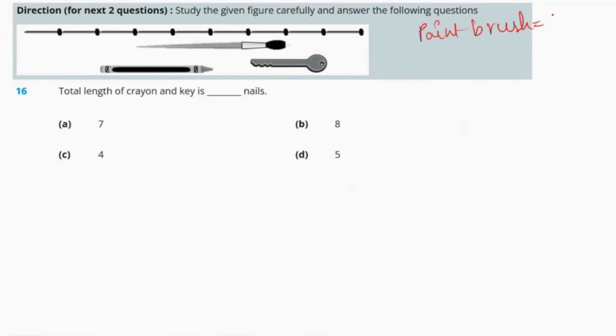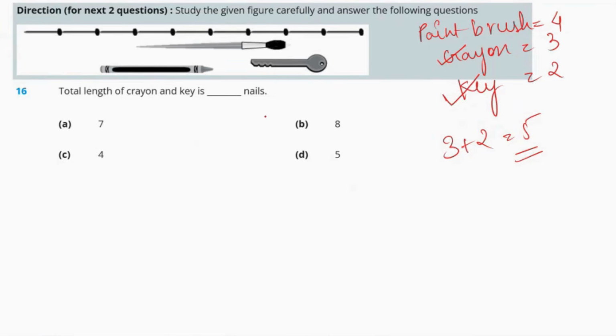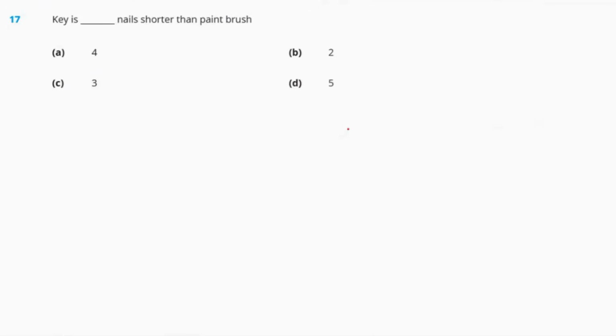So the paint brush is equal to 4 nails. Okay, now talking about the crayon is equal to 3 nails and finally the key is equal to 2 nails. Okay, now let us see the question that follows. So total length of crayon and key is dash nails. So total length for crayon is 3 and the length for key is 2. So 3 plus 2 will be 5, right? Therefore, our answer is option D.